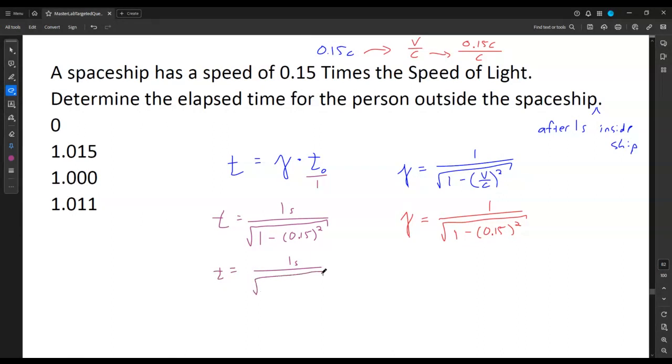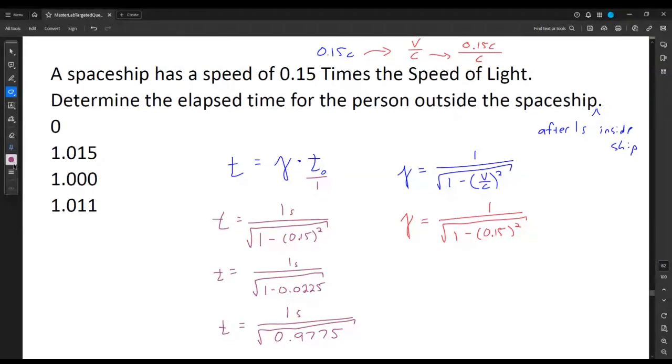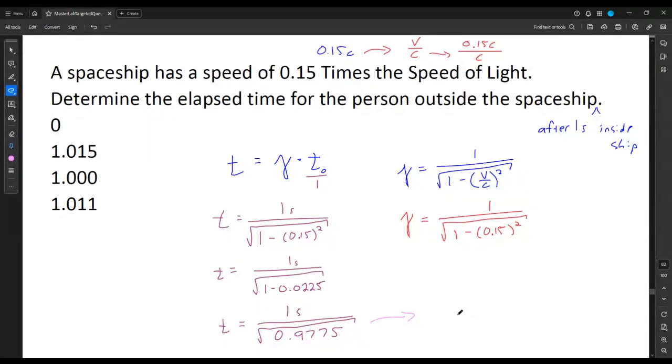Using order of operations and paying careful attention on what we should do next, we have the 0.15 that we want to square. So 0.15 times 0.15 gives you 0.0225. Then now finding this difference, you want to keep in mind that this is still all under a big square root. This is now 0.9775. And the top still 1 second. So we're not there yet. Like I said, this is sort of complicated. But we're getting close.